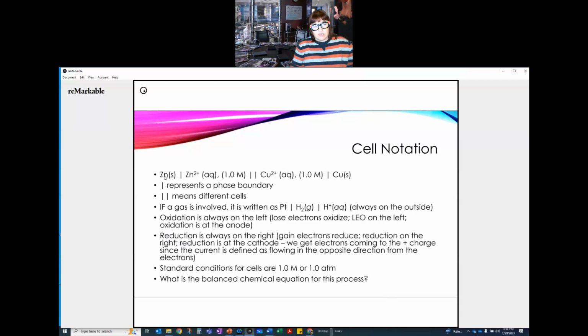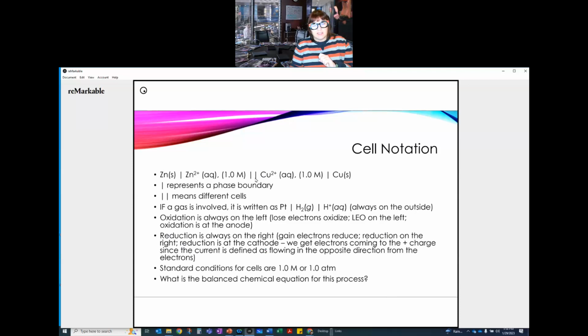And you'll see one right here. So we have Zn solid, and then this line going to Zn2+ aqueous, 1 molar. And there's two lines, Cu2+ aqueous, 1 molar, and a single line, Cu solid. Now that one line represents a phase boundary. So this is a solid, this is aqueous. There is a difference in phase, so there's a phase boundary there.